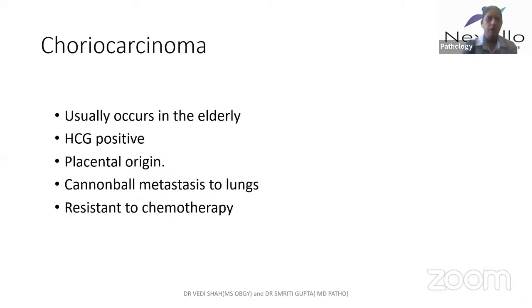Yes. Okay, so we come to the choriocarcinoma now. Choriocarcinoma generally occurs in the elderly, and just like other kinds of choriocarcinomas which form in the uterus, because this is a placental kind of tumor, they also secrete HCG. So these are HCG positive. Now these metastasize very widely, and we see cannonball kind of metastasis in the lungs. That is, they form huge opacities in the lung, which we can recognize on radiography. And they're very resistant to chemotherapy.